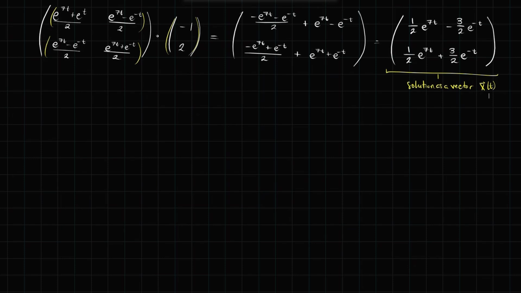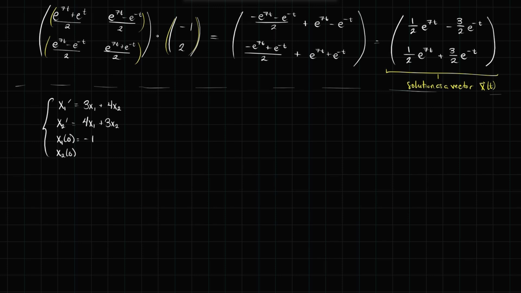My solution to the original ODE, let's recall what the original ODE was presented as. It was x1 prime is 3x1 plus 4x2. x2 prime is 4x1 plus 3x2. Then we had that x1 at time 0 was equal to -1, and x2 at time 0 was equal to 2.